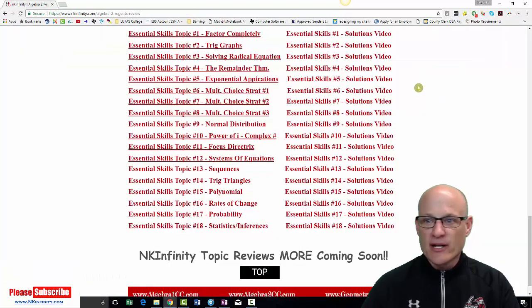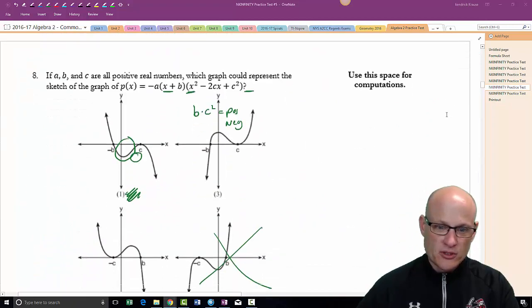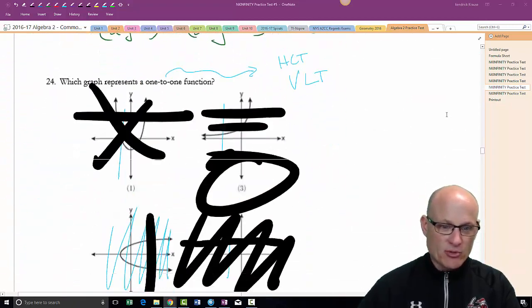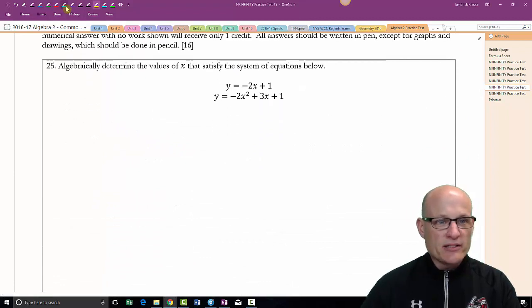All right, let's get off. So anyway, that's that. Let's go. We're doing part 2s, part 3s, and part 4s. I just love algebra. Okay, let's get going. Algebraically determine the values of x that satisfy this equation.